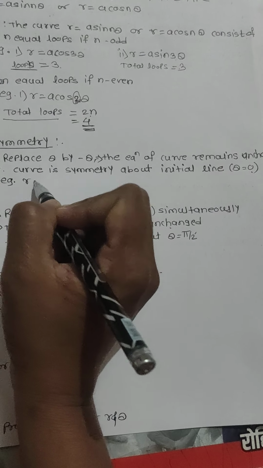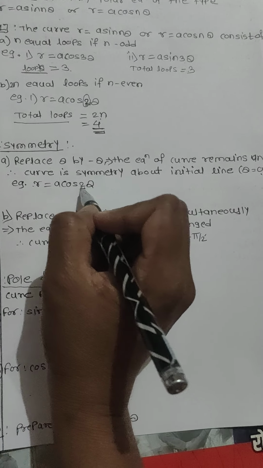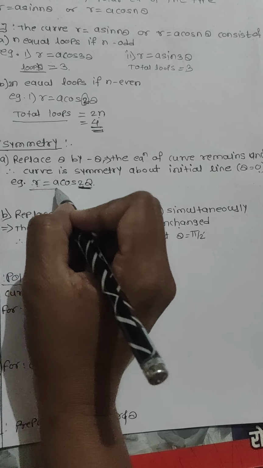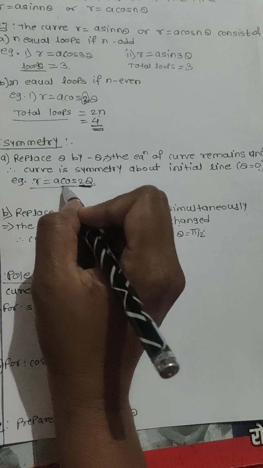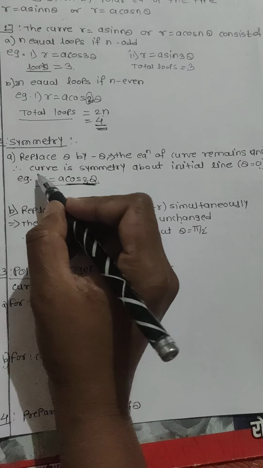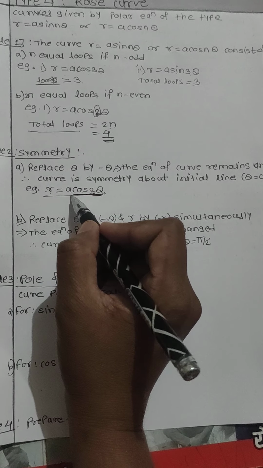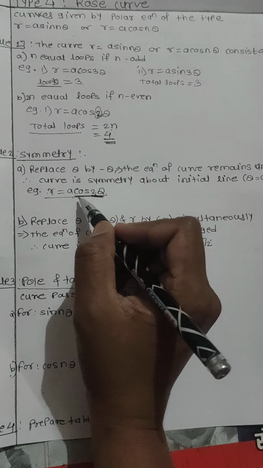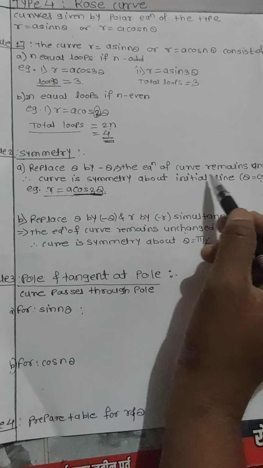Suppose we take the example r equal to a cos 2 theta. In that curve, if we replace theta by minus theta, cos of minus theta is again cos theta, so the equation of the curve remains unchanged. But this is possible only for the cos term: cos of 2 theta, cos of 3 theta. So we say that the curve is symmetric about the initial line. You have to remember this: if your equation r equal to a cos 2 theta, a cos 3 theta, a cos 4 theta is given, that means for the trigonometric term cos, we write the conclusion that the curve is symmetric about the initial line.